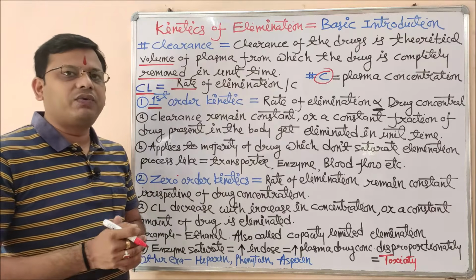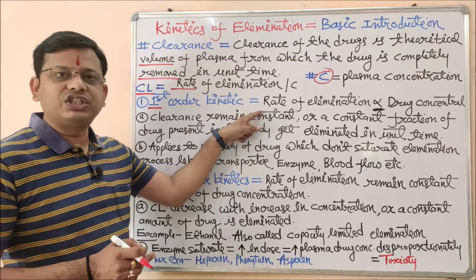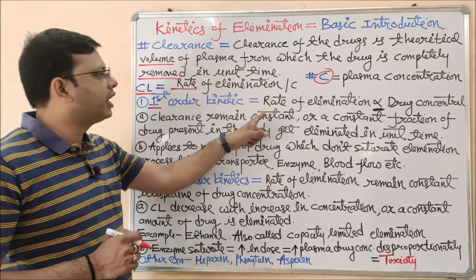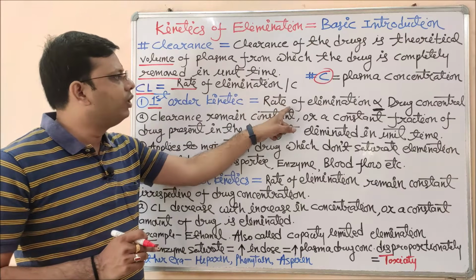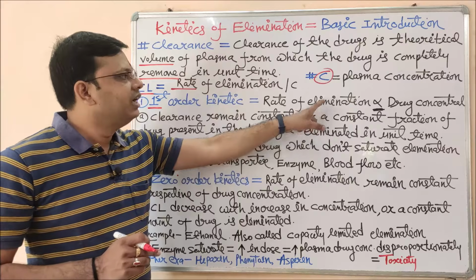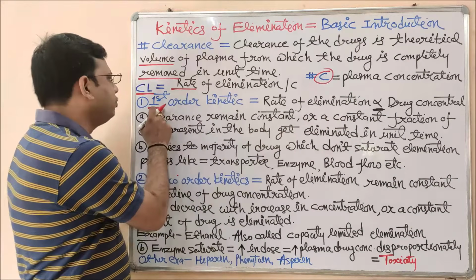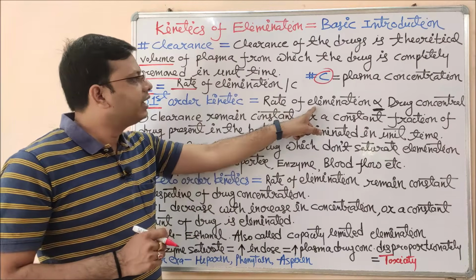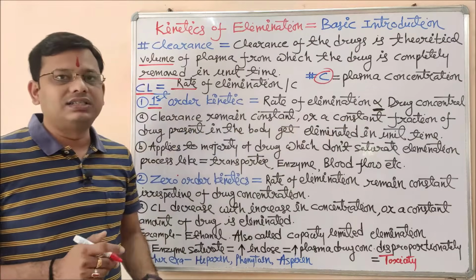What are the basic consequences? What is the basic equation? So I have converted the theory into a general equation which you have studied in your standard books. First order kinetics means the rate of elimination is directly proportional to the drug concentration. If you want to define this order, you can simply put it as a formula: rate of elimination is directly proportional to the drug concentration.